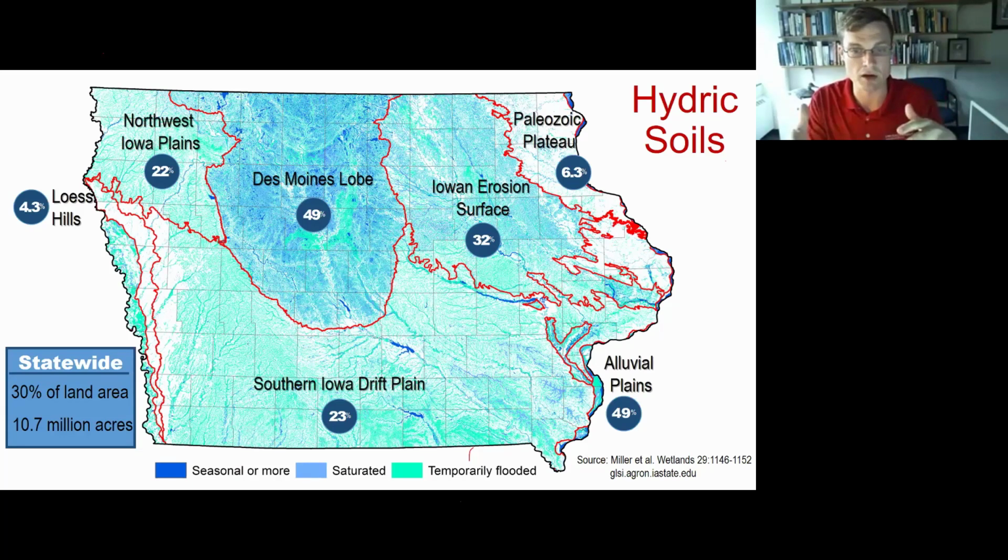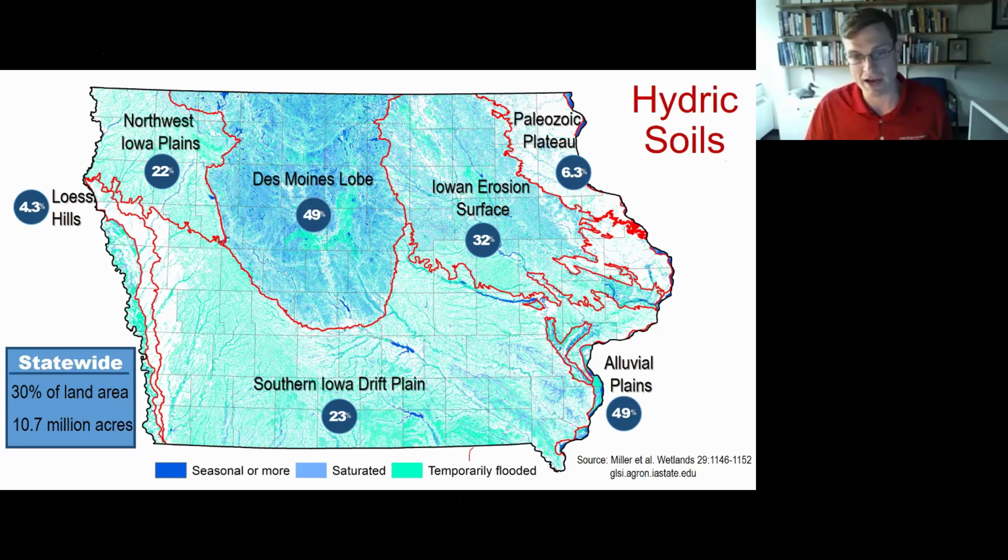This tendency to pool water is also pretty variable across soils in the state, and it is associated with major land forming factors, namely glaciation and rivers and streams. The most recently glaciated landscapes, like what we find on the Des Moines Lobe, have the highest densities of wetlands and hydric soils in the state. The oldest landscapes, like what we find in the Paleozoic Plateau of northeastern Iowa, have the lowest wetland densities and less hills. And then finally, the alluvial plains, where there's rivers and frequent connections between those rivers and the adjacent terrestrial environment, we find a lot of wetlands as well.